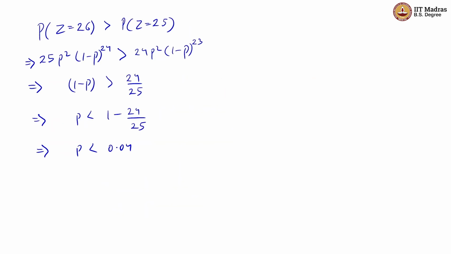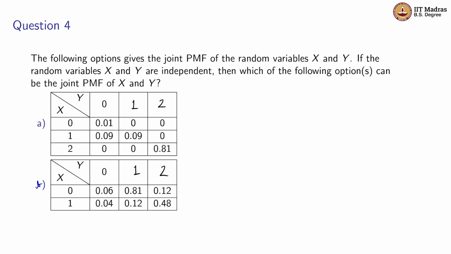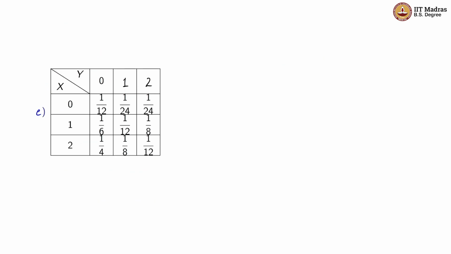Now let us move to question number 4. Question number 4 says that the following option gives the joint PMF of random variables x and y. If the random variable x and y are independent, then which of the following option can be the joint PMF of x and y? So we are given 5 tables and we have to check which can be the joint PMF of x and y, and it is given that x and y are independent. So if x and y are independent, that means for all possible xy pair, the joint will be equal to product of marginal. So for all table, we have to check for all pairs if the joint is equal to product of marginal or not.